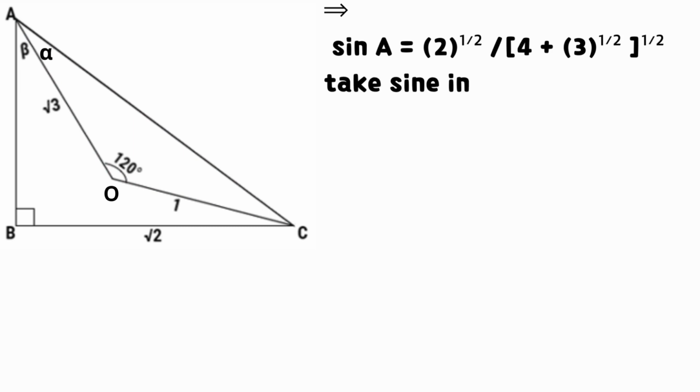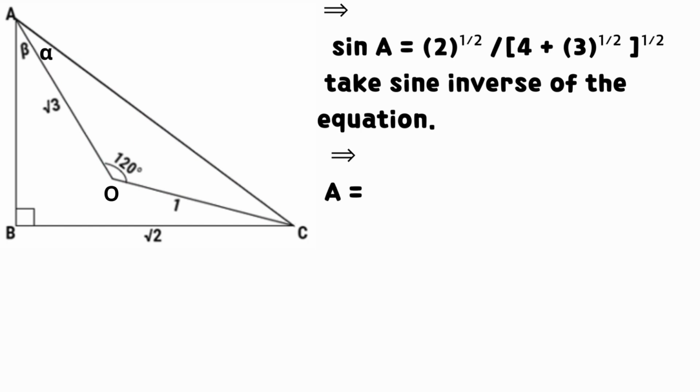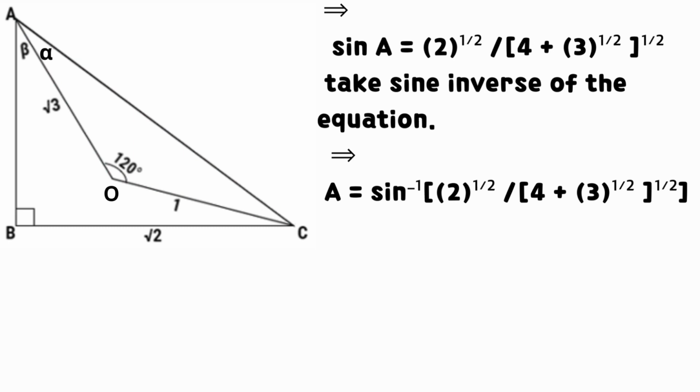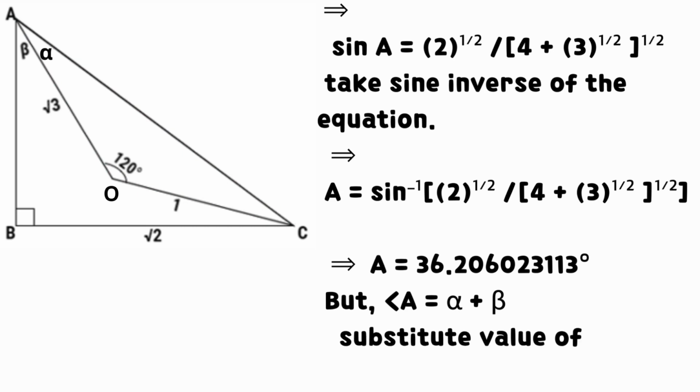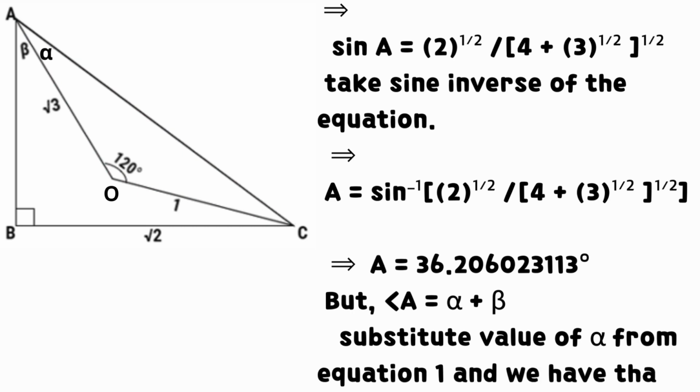sine A equals the square root of 2 divided by the square root of the sum of 4 and the square root of 3. Take sine inverse of the equation. It implies that, after simplification, A equals 36.2060231113 degrees. But angle A equals the sum of alpha and beta.